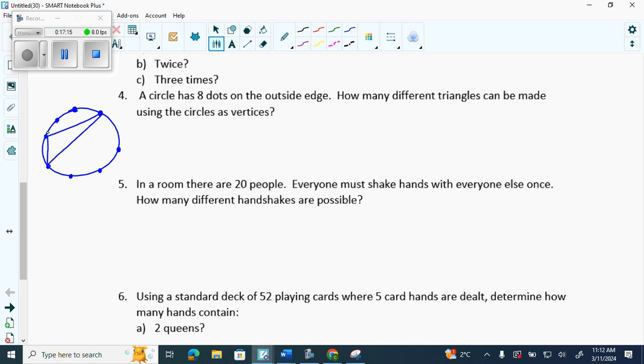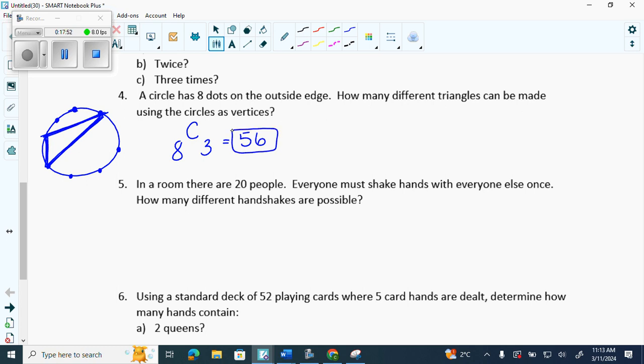Does the order in which I pick those 3 make a different triangle? Like if I go like this, or like this, did that make a different triangle, or is that the same triangle? Am I drawing a different triangle, or am I literally drawing on top of the same triangle? Same triangle. So does order matter? No. So I have 8 dots, and I have what? C or P? C, 3. So order doesn't matter. What's 8C3? So I can make 56 different triangles.